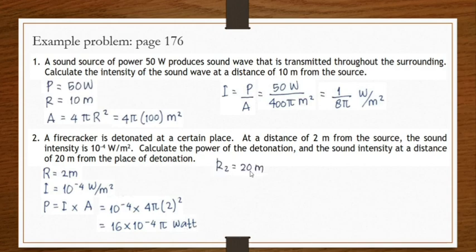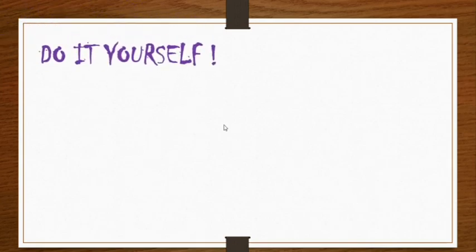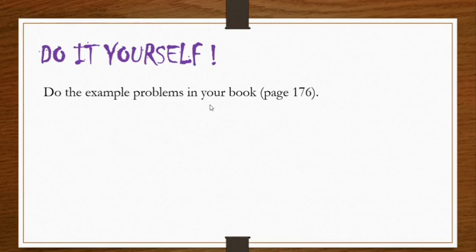And R2 is 20 meters, so we can use this inverse square law. I1 over I2 equals R2 over R1 squared. I1 is 10 to the minus 4, and I2 is what we are going to calculate. R2 is 20 meters, and R1 is 2 meters. So from this equation, you can find that I2 is equal to 10 to the minus 6 watt per meter squared. So now, please do the example problems in your book, page 176, yourself as an exercise.